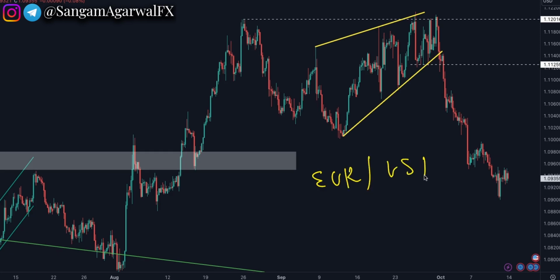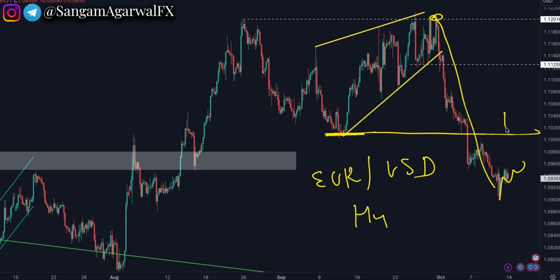EURUSD H4 time frame, after coming down vertically, you can see the market needs a correction. So that correction may have begun, but this area 110 will be the first static resistance area. So if price goes up to that retest level, intraday you can sell again and expect a new intraday low.